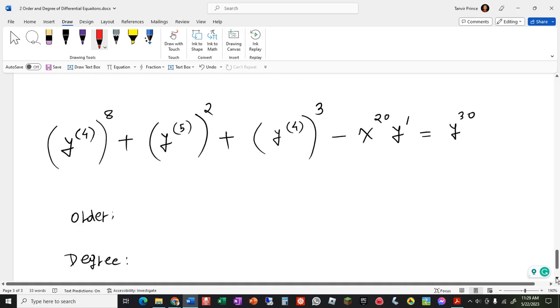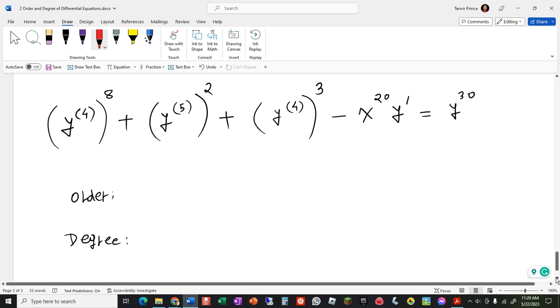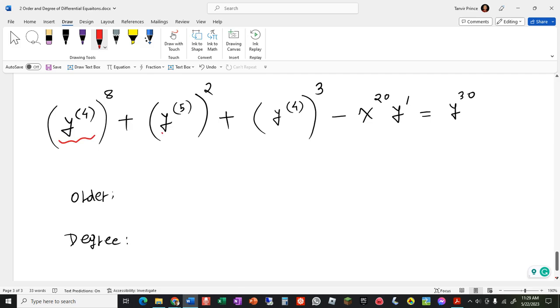Let's do this one. Anytime you should pause and think. I'm seeing a fourth derivative, a fifth derivative, a fourth derivative, and remember this is a power. That's not a derivative because I don't have any parentheses around 30. So that's actually an exponent, not a derivative. So here the highest derivative is the fifth derivative, and the exponent of that highest derivative is 2. So the degree is 2.